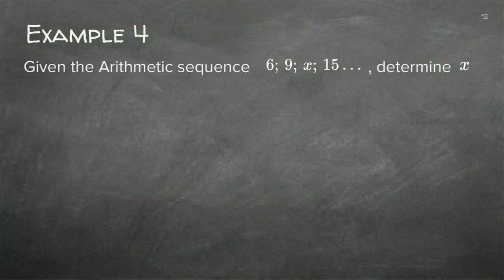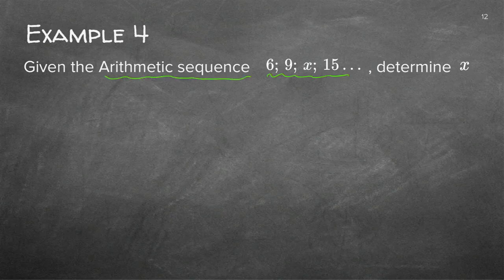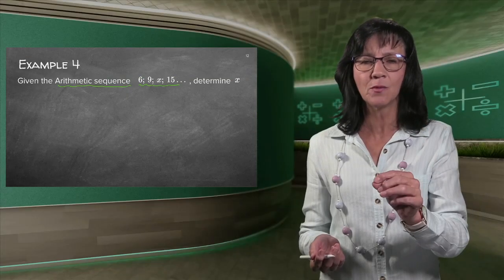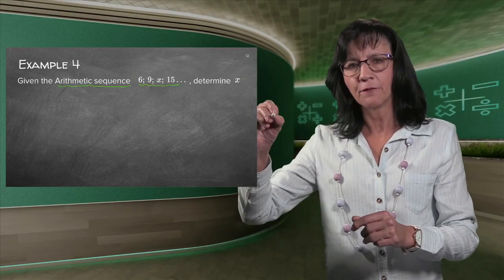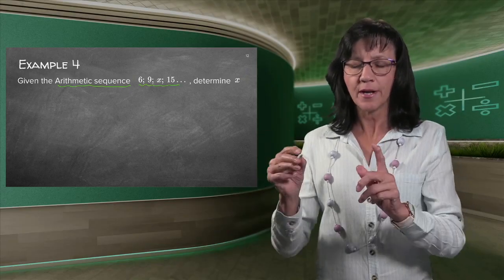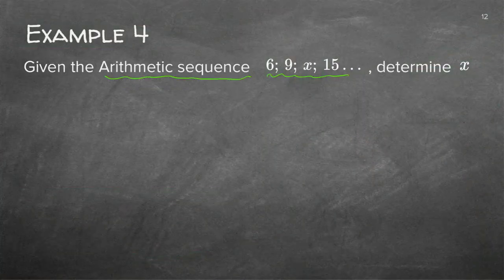Okay, example 4. Now they give you the sequence and they tell you it's an arithmetic sequence. It's very important that they tell you that, because if they don't, you do not know that there's a common difference. Because that's the key to an arithmetic sequence. There's always a common difference from one term to the other. So I know in this one, there's also supposed to be a common difference.